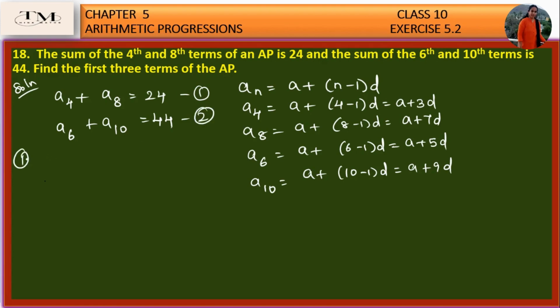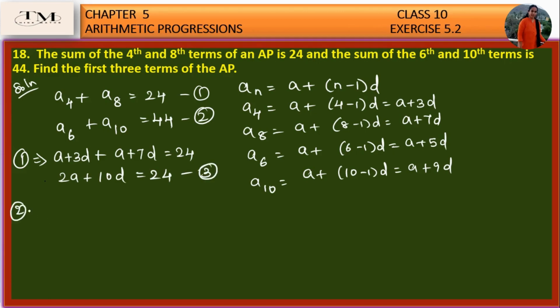So what will happen to 1? Instead of A4, it is A plus 3D. So A plus 3D, instead of A8, we put A plus 7D, which is equal to 24. So A plus A is 2A, plus 3D plus 7D is 10D, equal to 24. Okay, so this is the third equation.